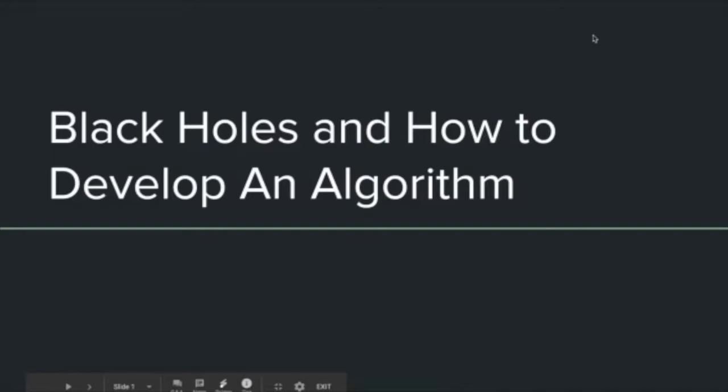Hello, today we will look into black holes and how to develop an algorithm in order to conduct a brightness test on how bright the black hole is in radio sources. So where do black holes come from? The answer is simple. Stars.